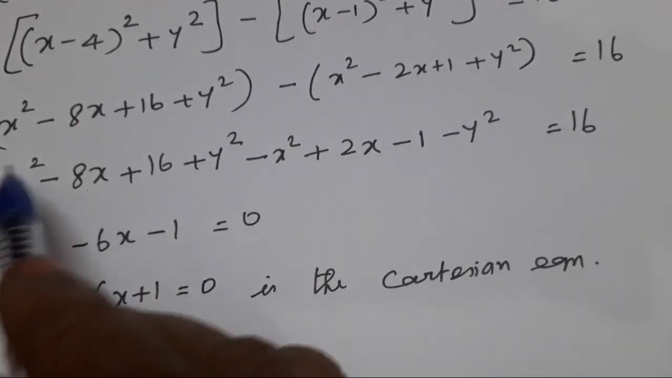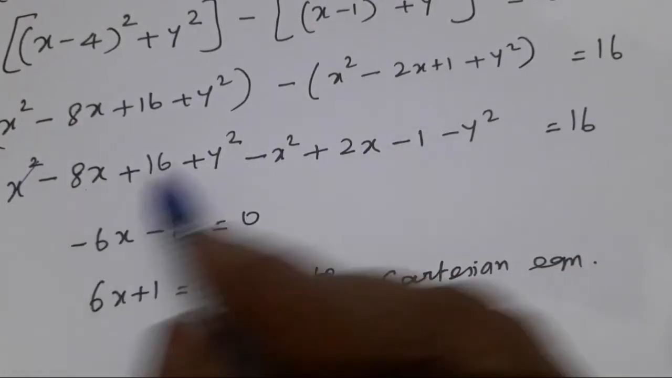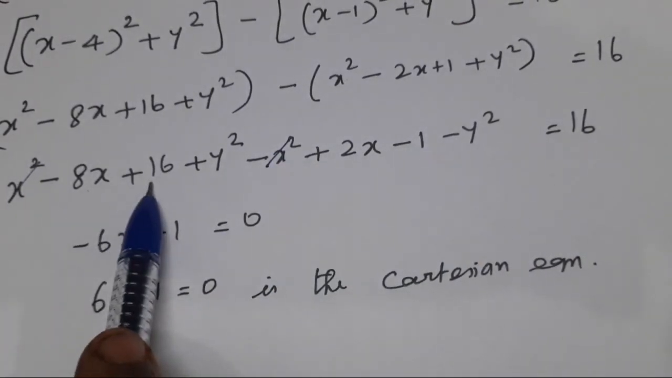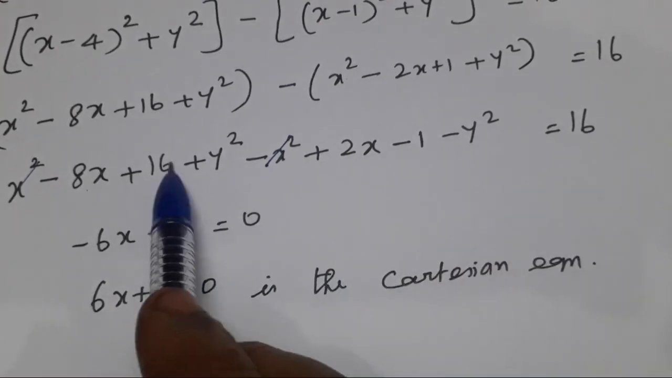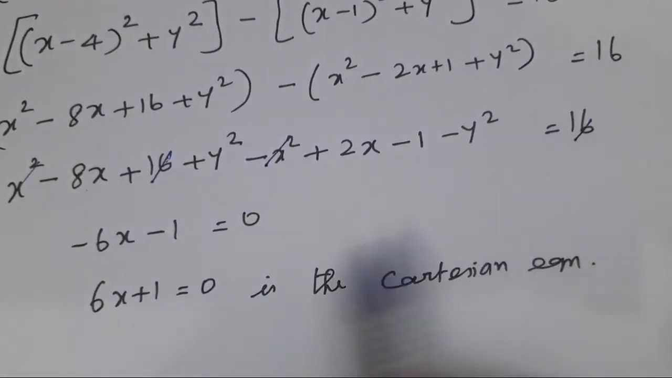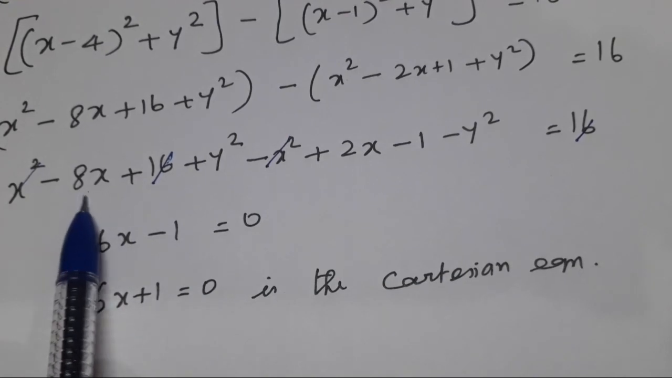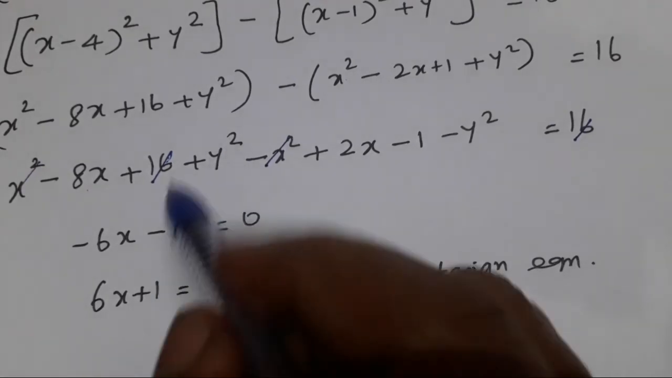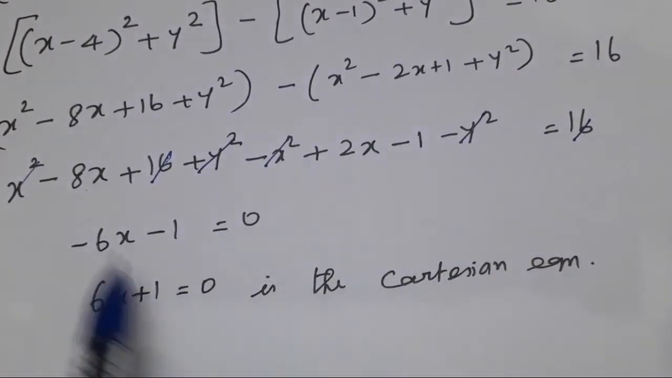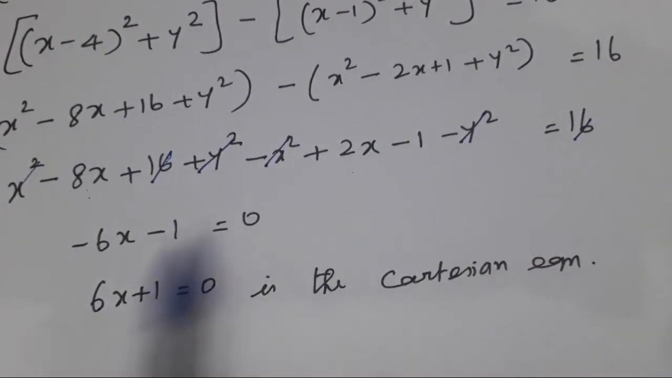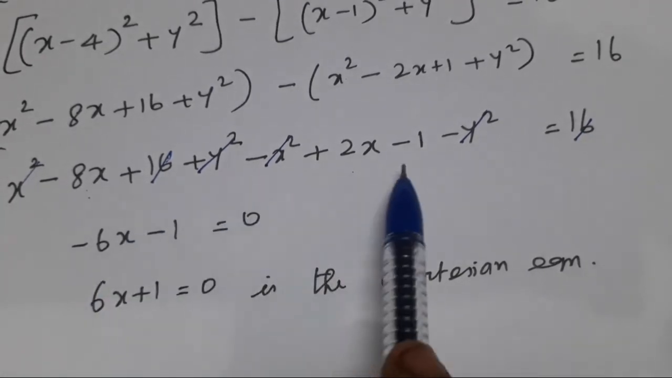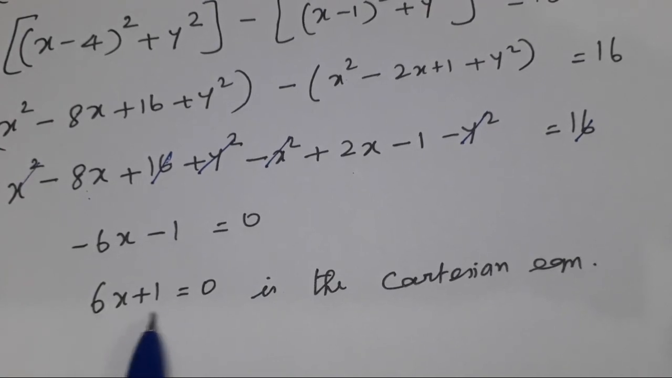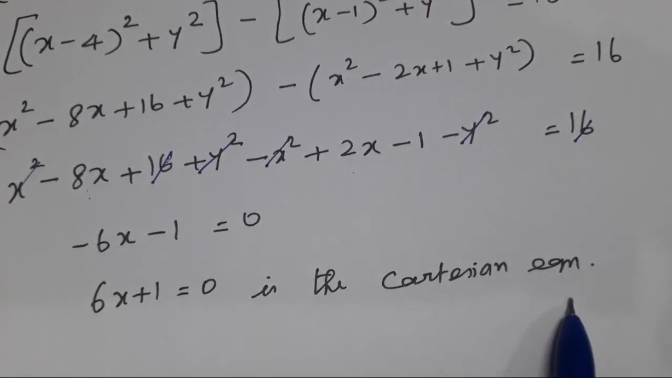So from the above equation, what we cancel? Plus x square, here also minus x square. Again plus 16, here minus 16, cancelled. Again, minus 8x plus 2x is nothing but minus 6x. Here minus 1. Plus y square minus y square will cancel. Balance term is minus 8x plus 2x, that is minus 6x minus 1 equal to 0. Or multiplied with minus, it will become 6x plus 1 equal to 0, which is the Cartesian equation.